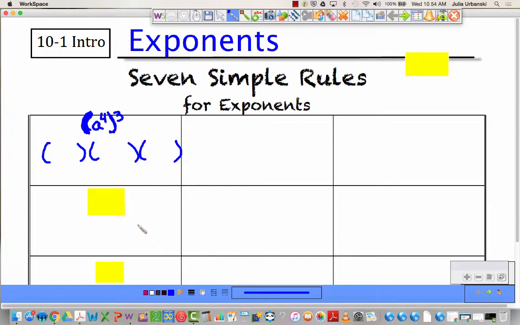What is inside each of those parentheses? A to the 4th. Good. So it's A to the 4th times itself. A to the 4th times itself. A to the 4th. There's 3 of those being multiplied. Now, A to the 4th means A times A times A times A. Good. How many is that going to end up being? 12. Good.